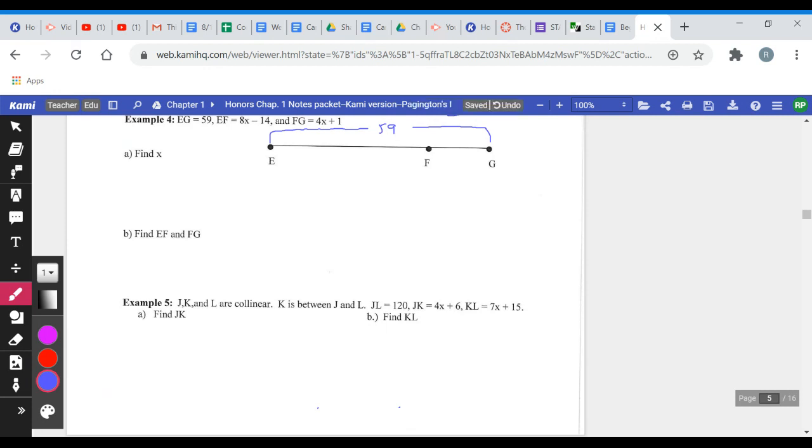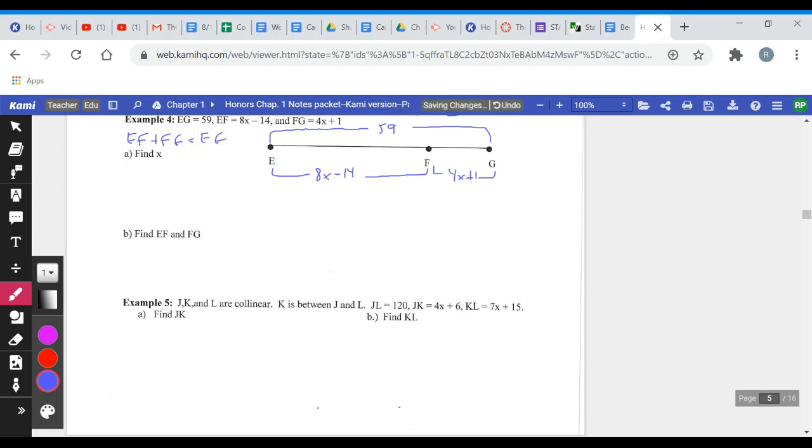It tells me that EF, the measure of EF, is 8x minus 14, and I can put that on my picture. And it tells me FG is 4x plus 1. Okay. And if you think about it, very similar to what we just did a minute ago with the segment addition postulate, we can write a true equation based on this information. Some people like to do it with letters first, and then they'll start plugging in the algebra. Some people do not like to do this step, but I'll just show you, if we want to do segment addition postulate, we can say this little piece, EF, plus the other little piece, FG, must be equal to the whole big piece, which is EG.